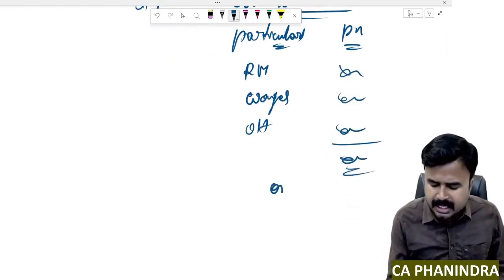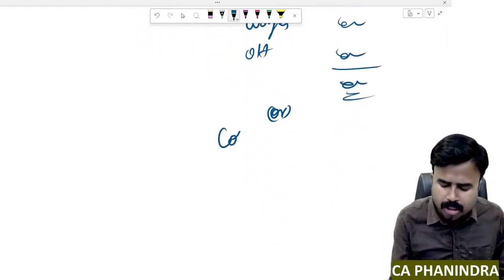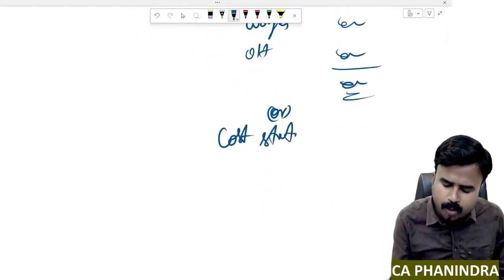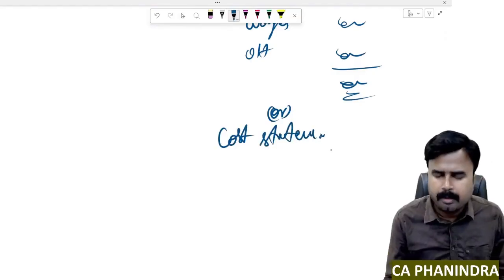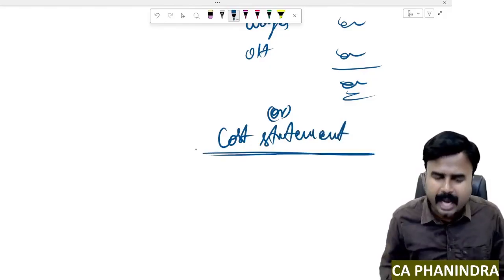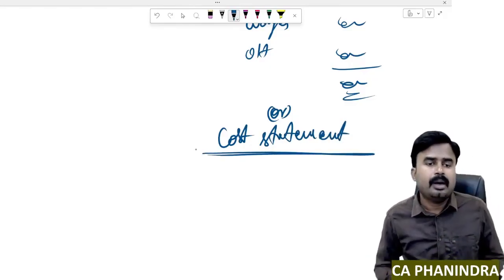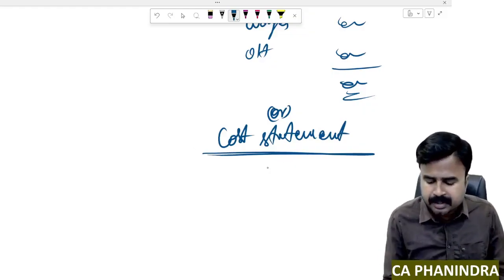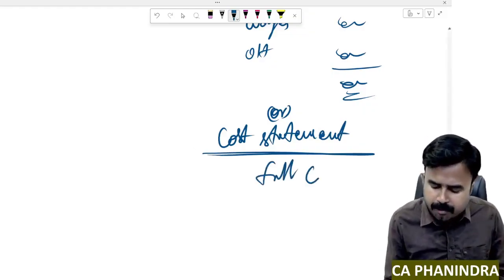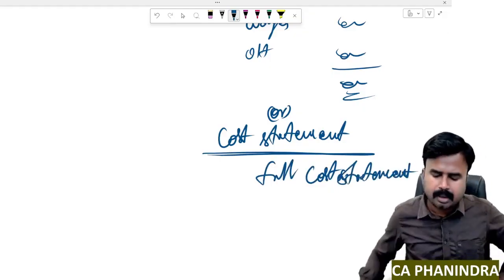Before going for step 3, sometimes this cost per unit statement can be prepared as a total cost statement by bifurcating your overheads into factory overhead, administration overhead, and selling and distribution overhead. So I can prepare a full cost statement also. Based on such a cost statement, I have to estimate the working capital requirement. So sometimes I may need to prepare a full cost statement, and that's what I need to prepare sometimes.